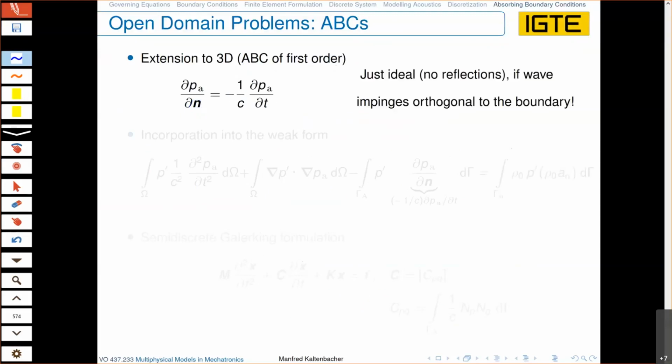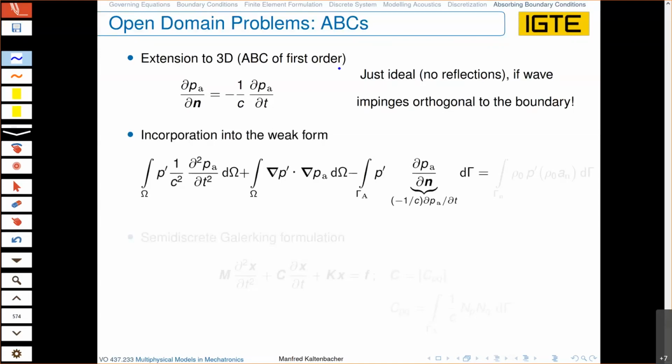The impact will be that just orthogonal impinging waves are optimal absorbed. That is exactly the property of plane waves, of one-dimensional waves going towards the boundary. But if you have any angle which is not orthogonal to your surface, you will have partial reflections. So how do we incorporate it into the weak form?